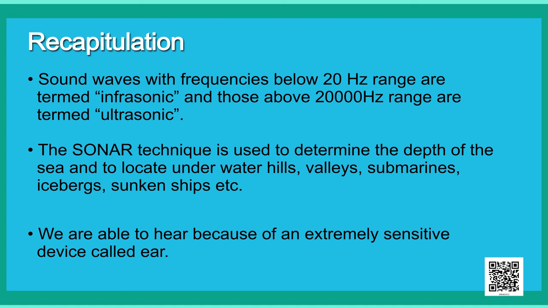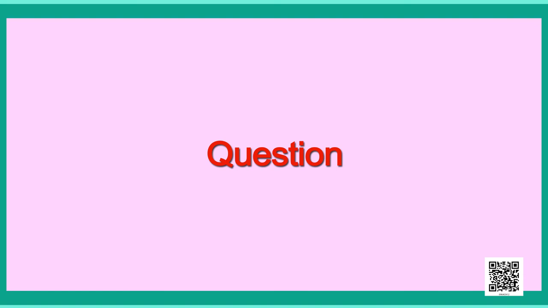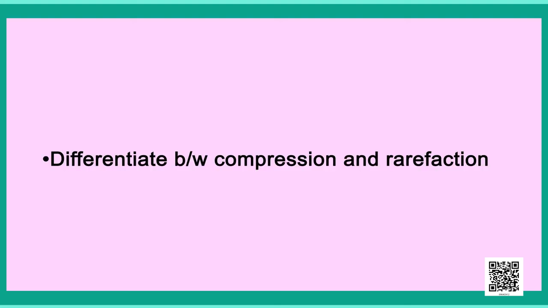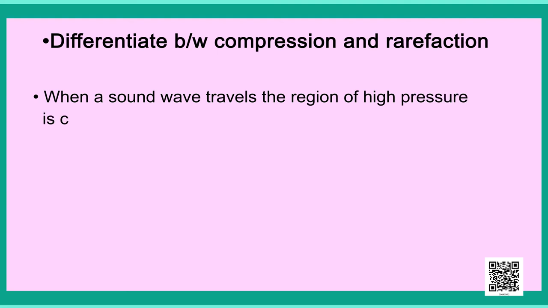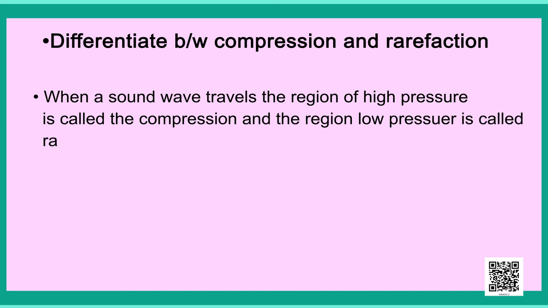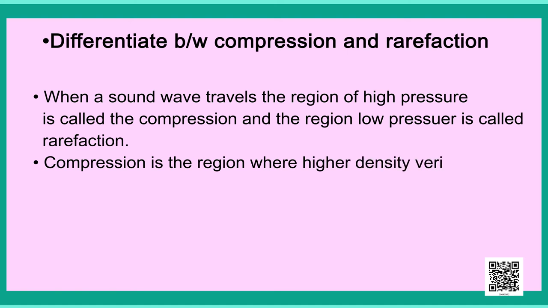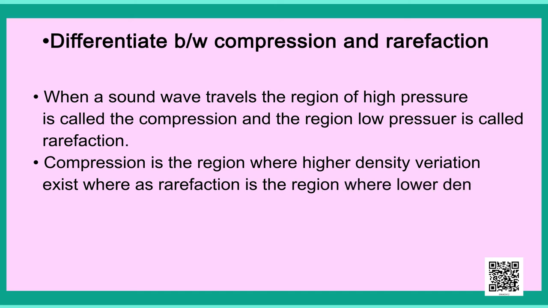Children, now I am going to ask you a few questions, and I hope that you all might be knowing the answers. My first question is, differentiate between compression and rarefaction. When a sound wave travels, the region of high pressure is called the compression and the region of low pressure is called rarefaction. In other words, the compression is the region where higher density exists, whereas rarefaction is the region where lower density exists.